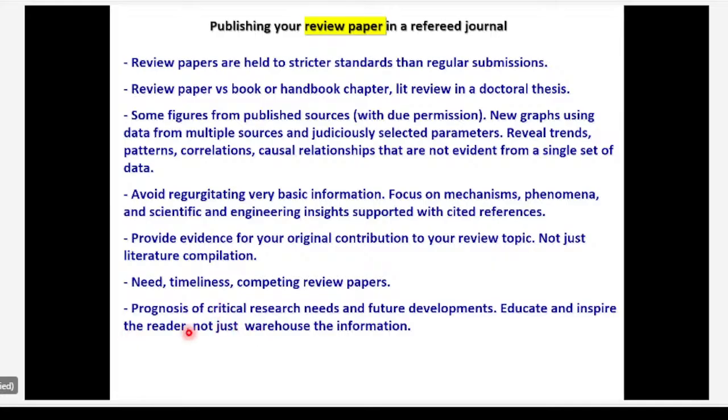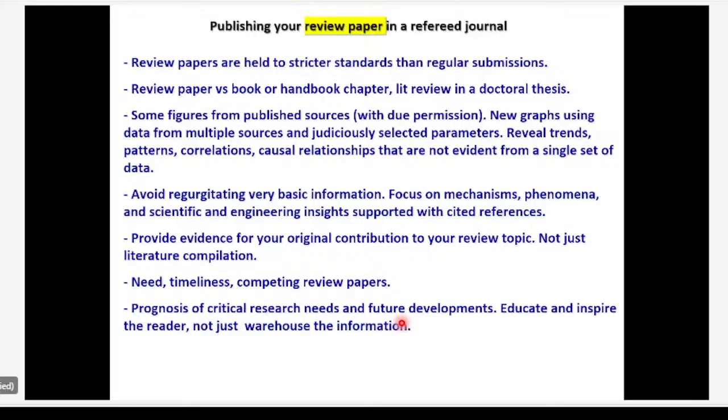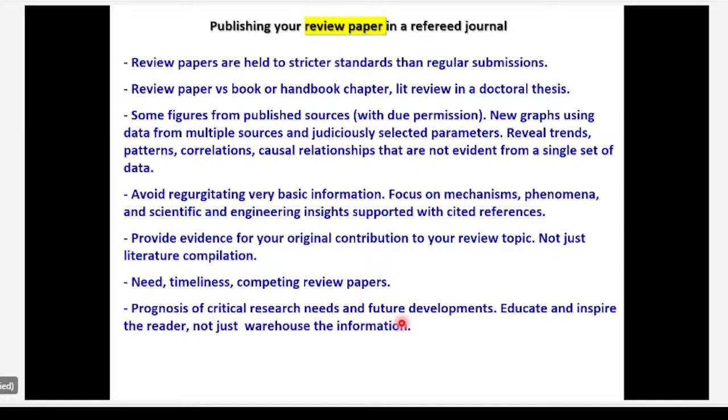And finally, you want to be able to predict future developments in your topic. And that is something for which you have to have a certain vision, experience in that area. So if you're just starting your career and you don't have much experience in that area, it is a good idea to involve someone who has experience in that area to write the review paper. So you can provide more thoughtful suggestions for future work.